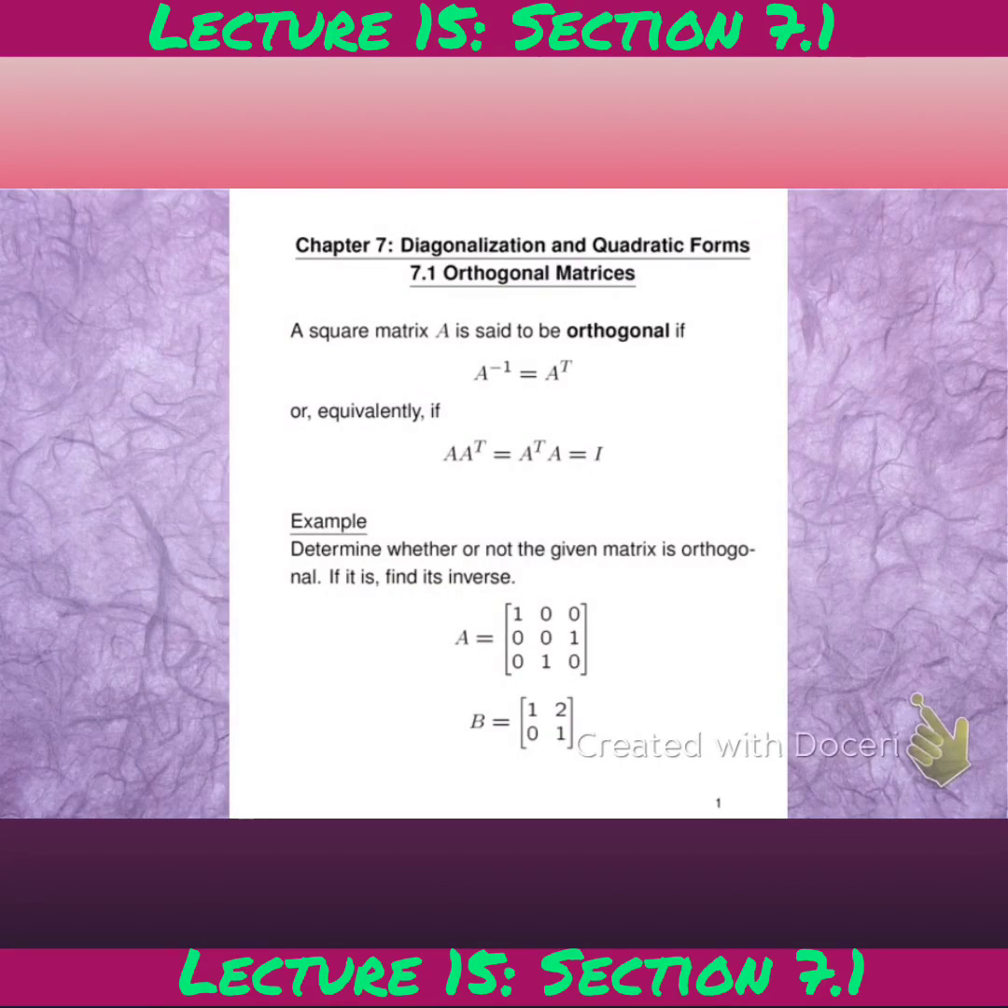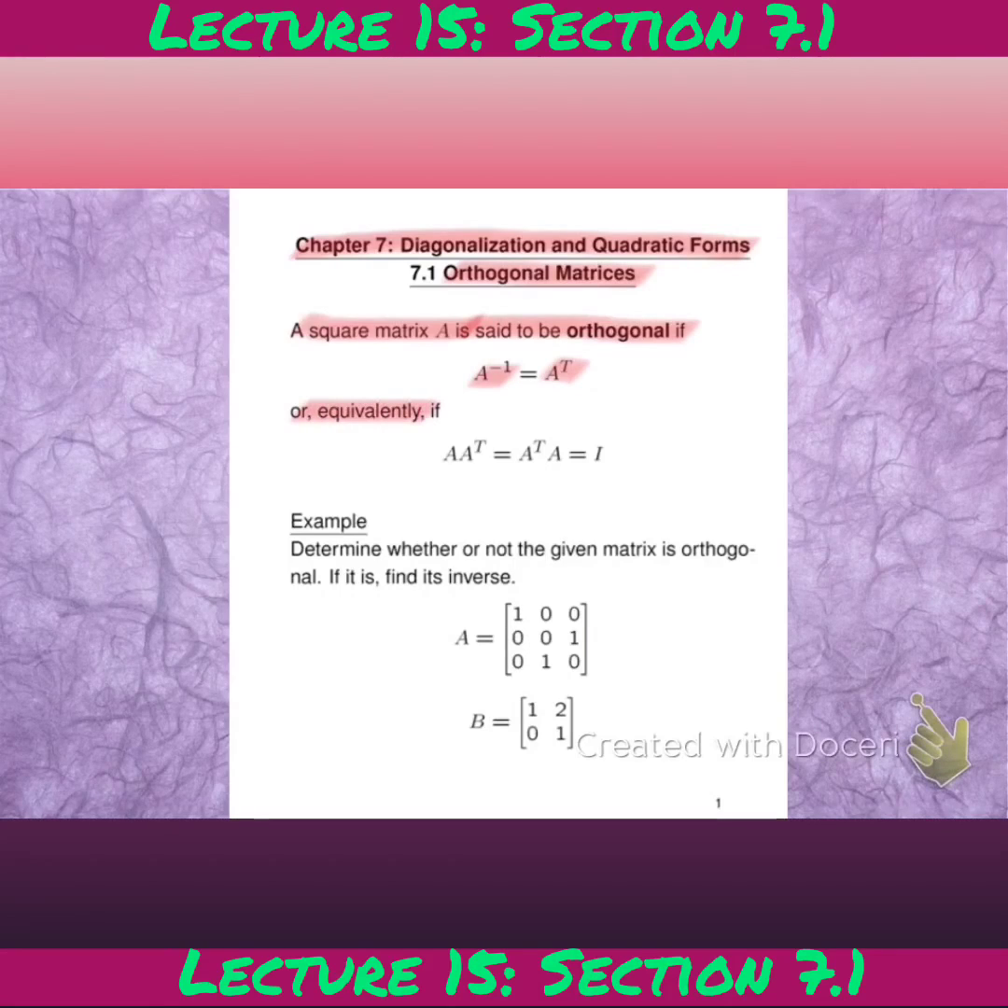Right, next chapter, 7.1, deals with diagonalization and quadratic forms, specifically in this section with orthogonal matrices. Now, the definition of an orthogonal matrix is simply that it's a square matrix that has the following property: if you take its inverse, it's pretty much its transpose.